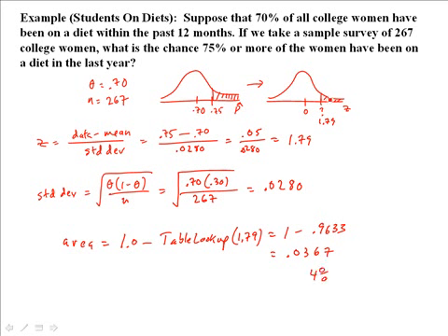Okay, so this area up here is 4%, and that tells me that the area over here is 4% as well, and that tells me that I got about a 4% chance in this sample that we took of seeing more than 3/4 of the women having been on a diet in the last year.